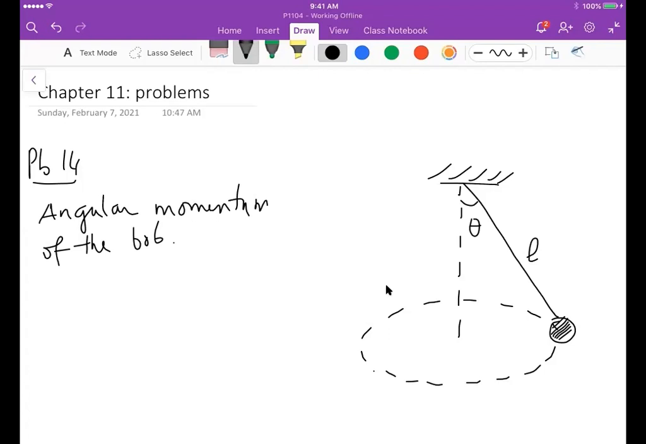So the bob is considered as a particle. It doesn't have a particular shape. And we know the definition of the angular momentum of a particle. We are asked to find the angular momentum, and of course it specified about what point. It told us about the center of the circle, which is very important information, as we saw in the course, that we always determine and measure the angular momentum with respect to a given point. So we are finding L with respect to O.